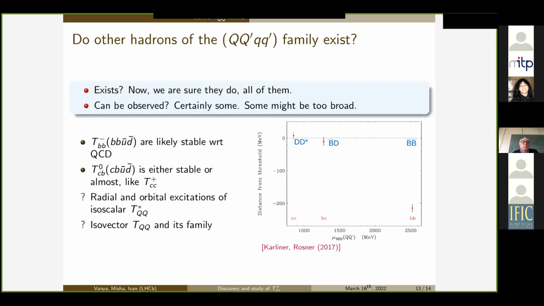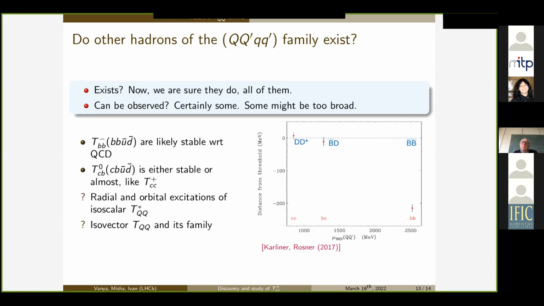Then one can ask what we can do next. We have now established that the doubly charged tetraquark exists for sure. There is a consensus in the theory that the analogous tetraquark with two beauty quarks should also exist, and it would be tightly bound, roughly more than 200 MeV below the threshold. So the question is, what happens for the BC tetraquark?